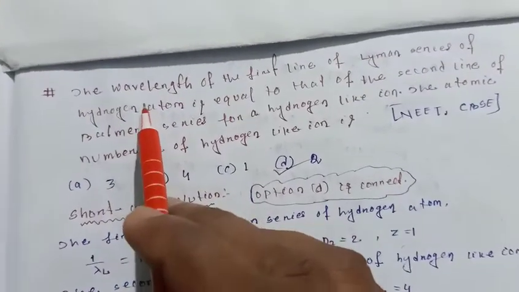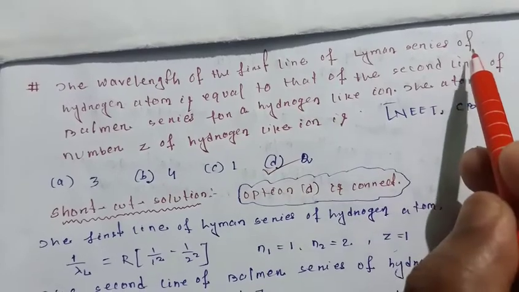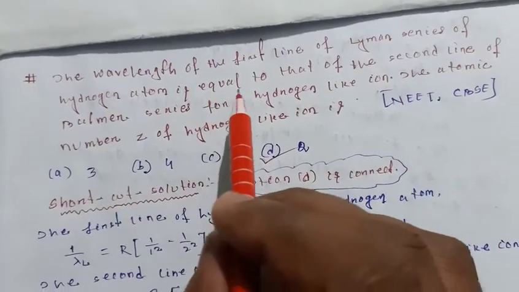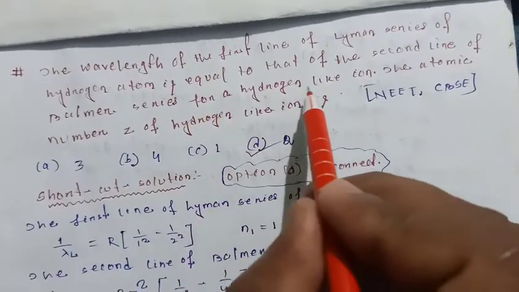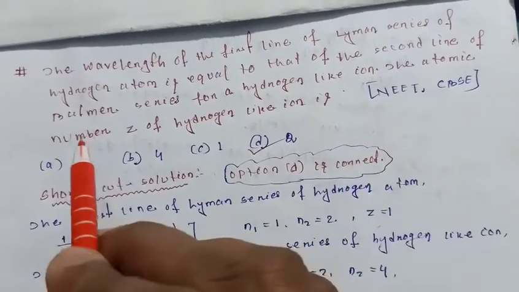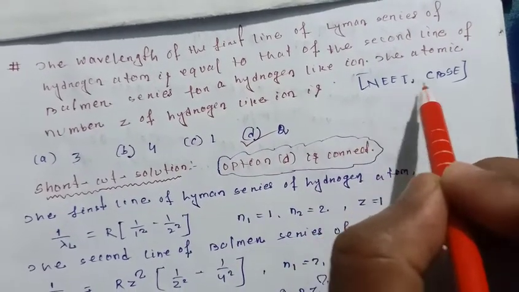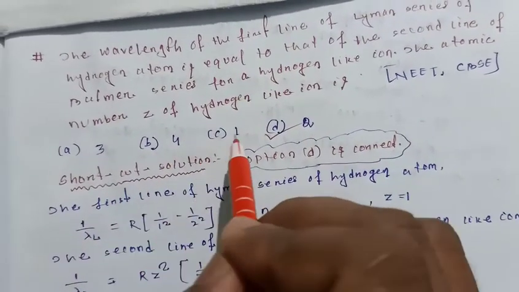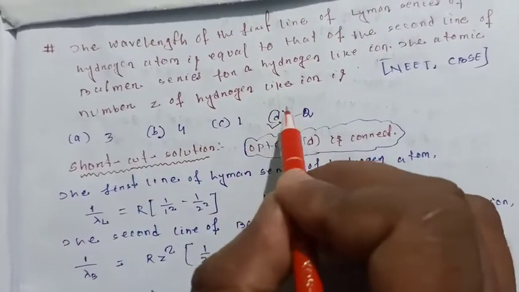The question is: the wavelength of the first line of the Lyman series of the hydrogen atom is equal to that of the second line of the Balmer series of the hydrogen-like ion. The atomic number Z of the hydrogen-like ion is how much? This is a NEET and CBSE question. The options 3, 4, 1 and 2 are given, so option D is correct.